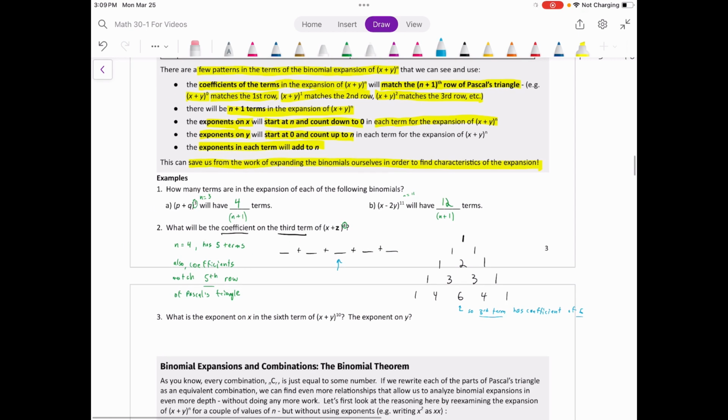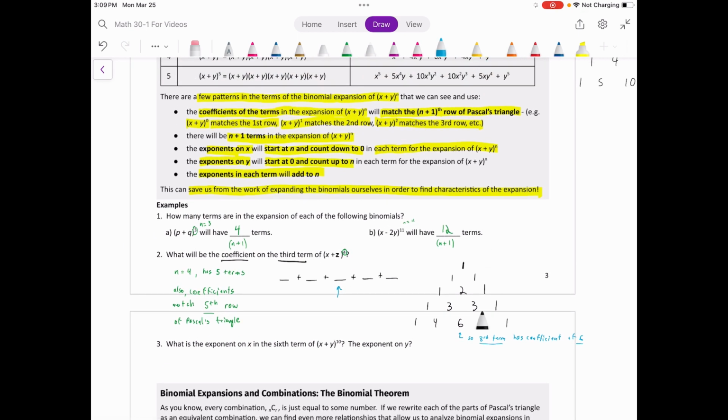In fact, we could even work out the third term altogether, not just its coefficient, because we know that the exponents on x, the first thing, start at n and count down to 0. In this case, n is 4, so this would have an x to the 4th, this would have an x cubed, this would have an x squared, then an x, then x to the 0. Whereas the exponents on z, the second term, will start at 0 and count up to n. So it would be z to the 0, z to the power of 1, z squared.